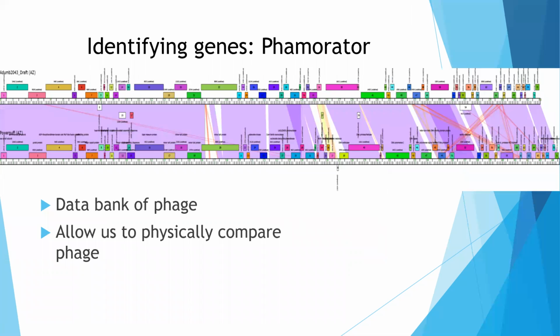And then the last data bank we used was Phamerator. Phamerator actually allowed us to physically compare phage. As you can see in the photo here, all that purple means that those genes are exactly the same. They match up. Whereas the white means that they're not quite right. So it allows us to actually see what's similar and what's not similar between phages.